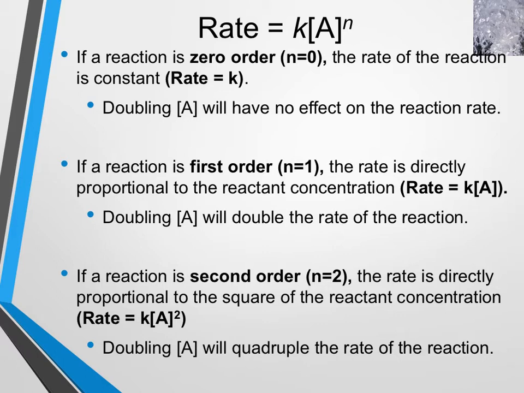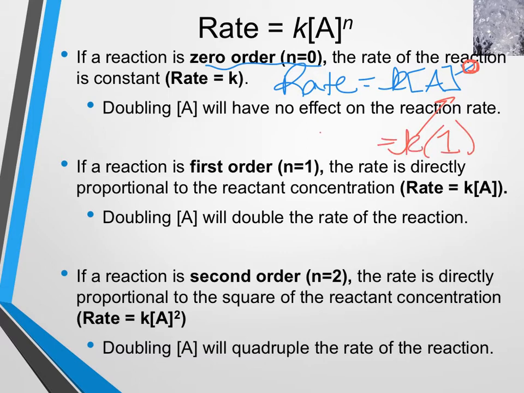So let's say we're looking at a zero order reaction. So the exponent would be 0. I'm going to put my generic rate law expression up here again, and let's say that this exponent x is 0. Hopefully you remember from math that any factor raised to a 0 exponent is equal to 1. So if you have a zero order reaction, what does that mean? That means that the rate is actually equal to the rate constant k, and that changing the concentration of A will have no effect on the rate.